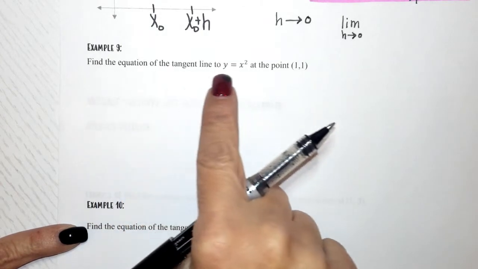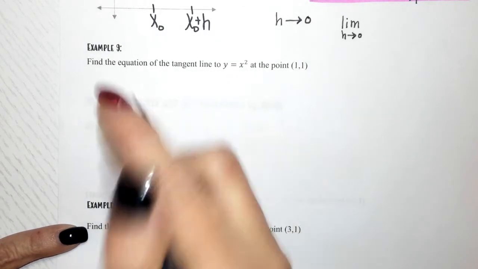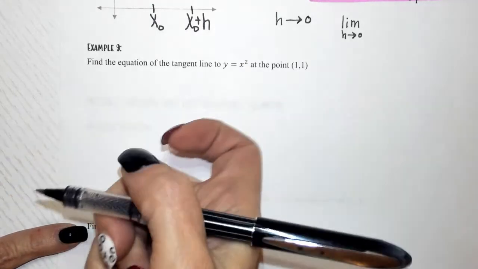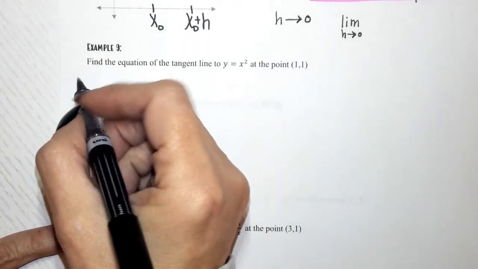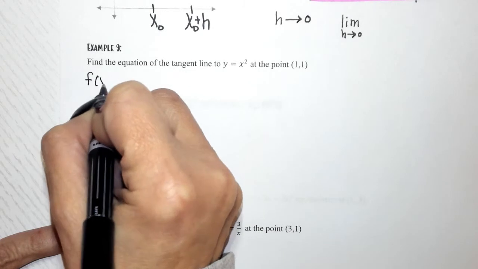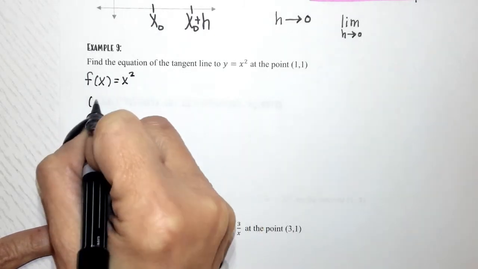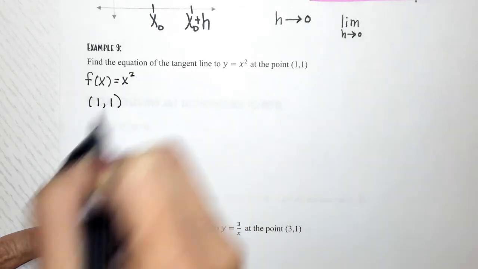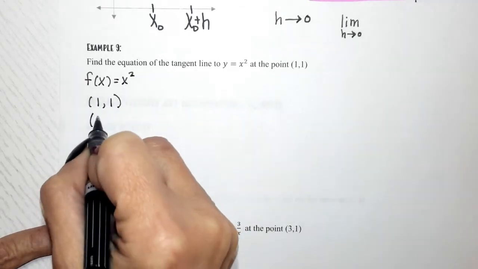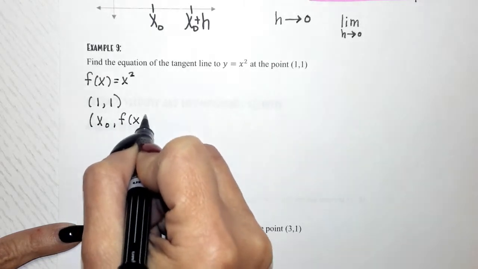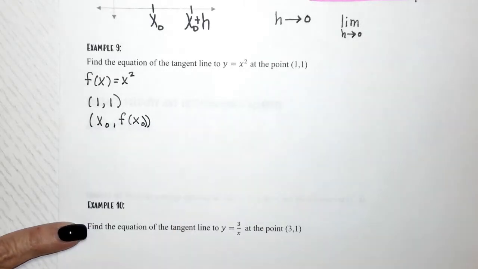Find the equation of the tangent line to y equals x squared at the point (1, 1), which we already know because we did it the other day. I think we remember it was 2. So here we go. We've got f of x equals x squared, and so we've got the ordered pair (1, 1). So we're going to look at this as x naught and f of x naught.